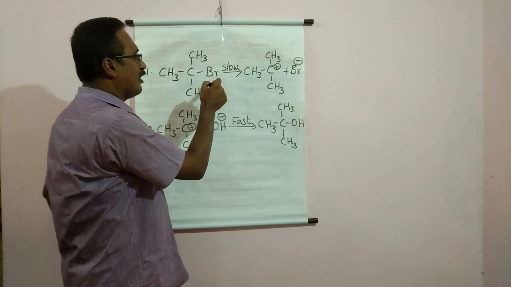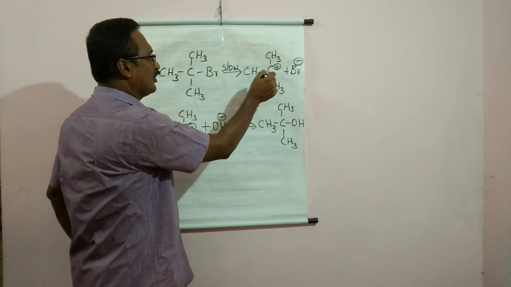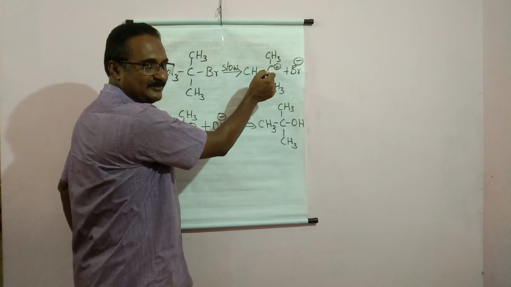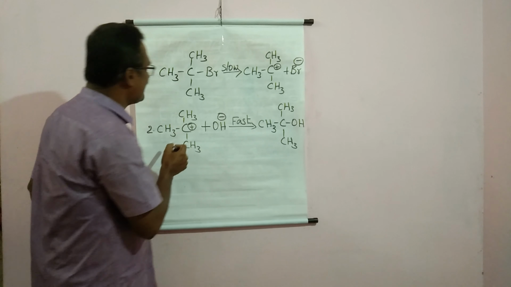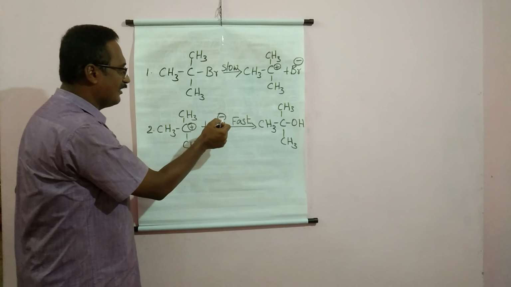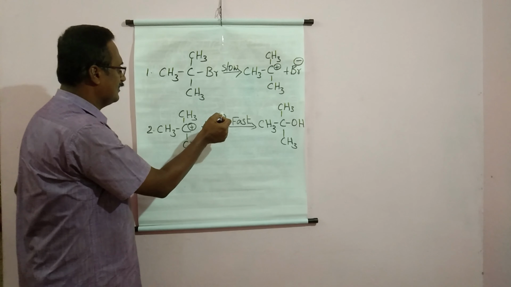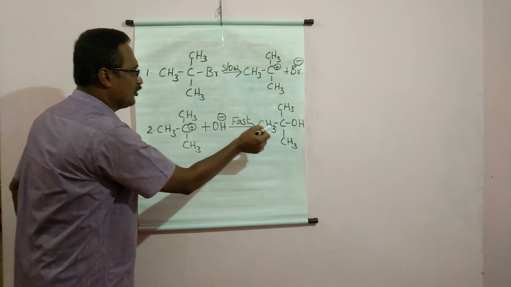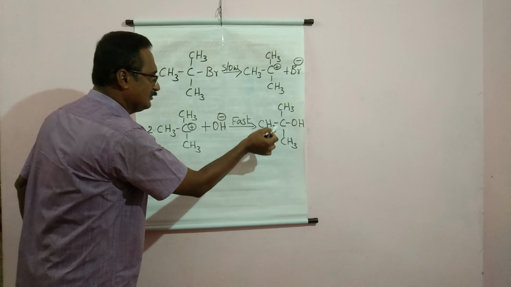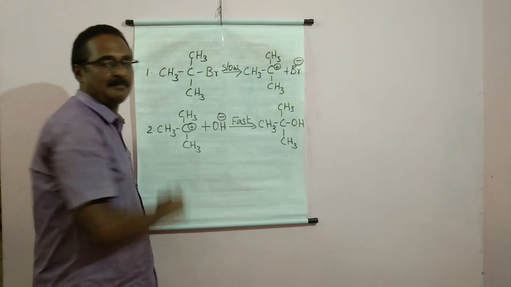The first step is the slowest step, in which this tertiary butyl bromide decomposes to give the carbocation. In the second step, the OH minus ion approaches the carbocation to give the product tertiary butanol.